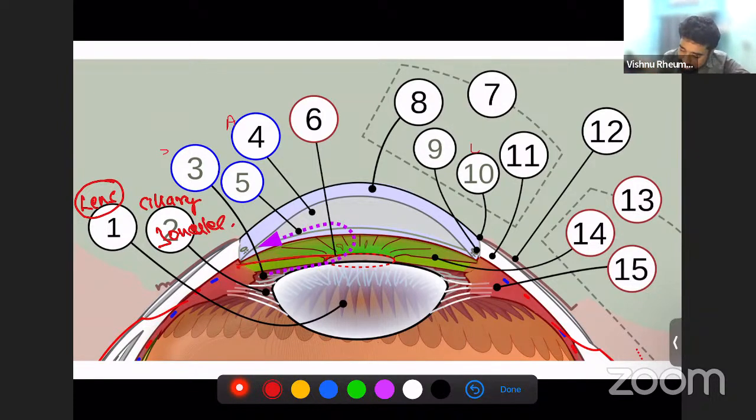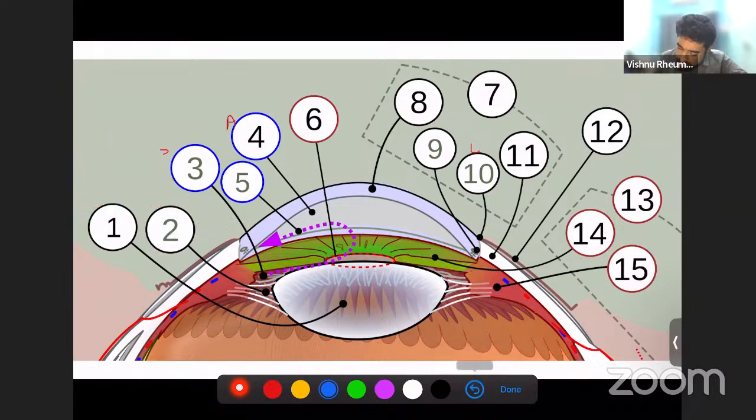So this is the iris, right? I'll use blue here. So this is the iris, and this is basically posterior to the iris, and your ciliary body is your posterior chamber. Anterior to it is your anterior chamber. So number 3 is your posterior chamber, while number 4 is your anterior chamber. Then you have number 5, right?